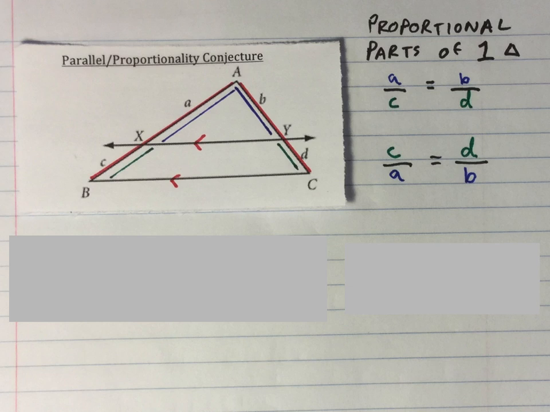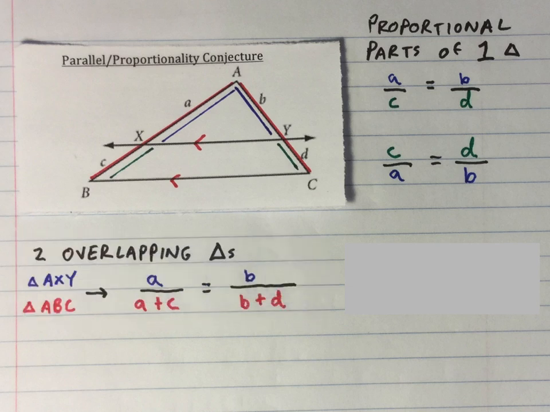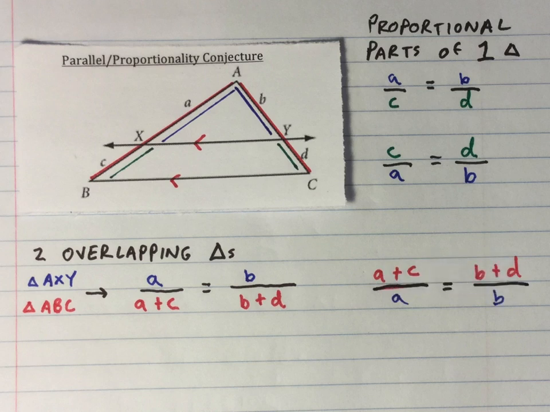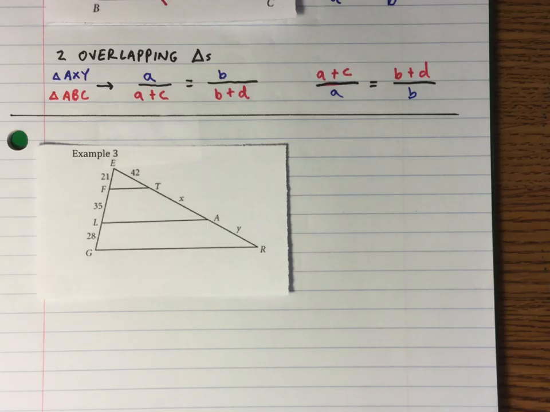And don't forget as well that you can think about it as two overlapping triangles. These are also correct ways of solving these proportional parts problems. And so for the last example, I'll leave it for you. Solve for x and y. You can either choose to solve as proportional parts of one triangle or as overlapping triangles, the small, the medium, and the large. And that's what we'll start up with tomorrow.